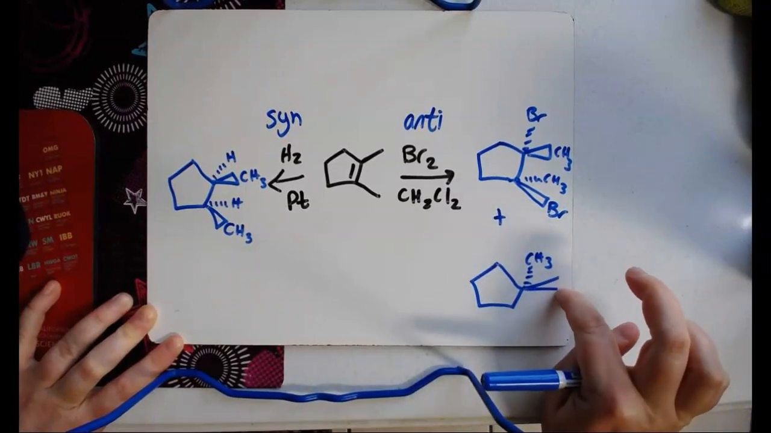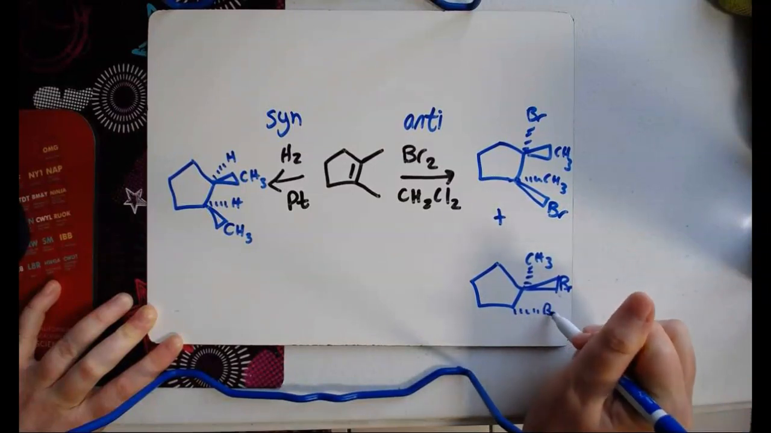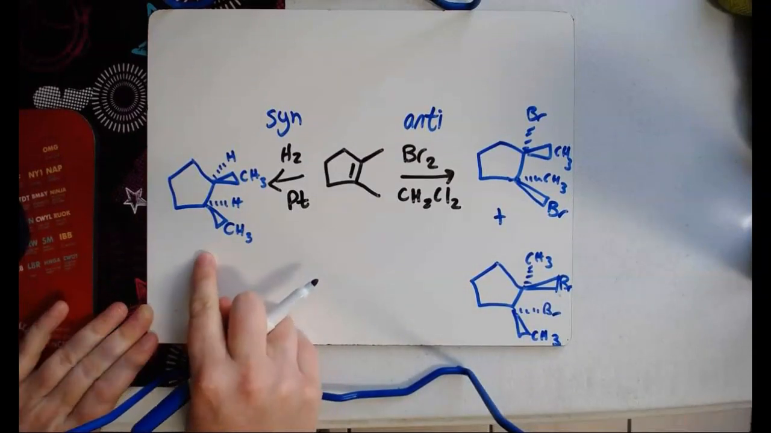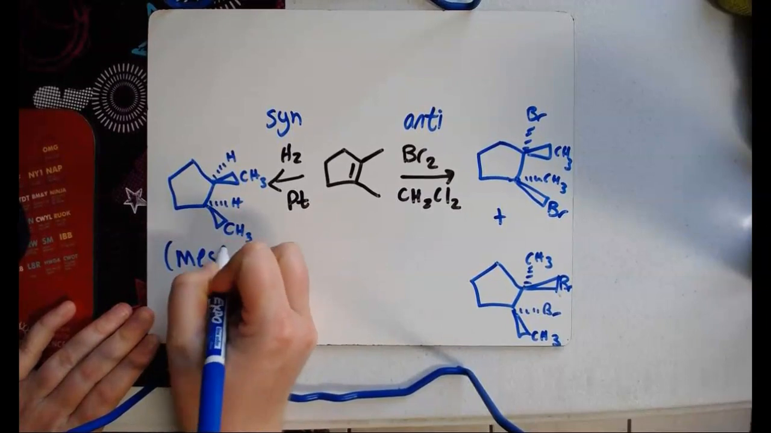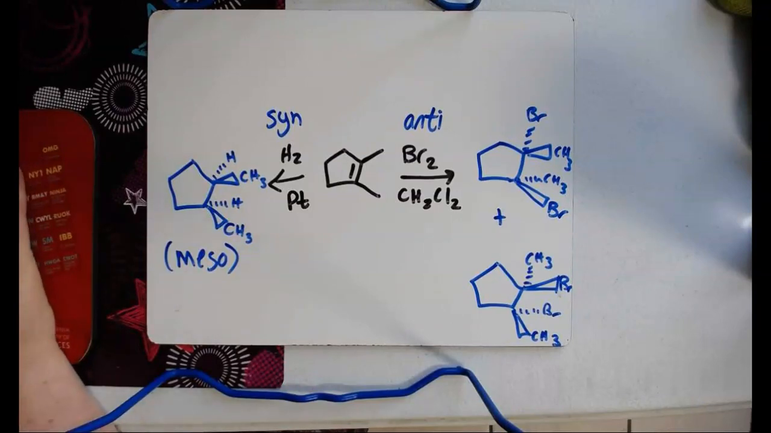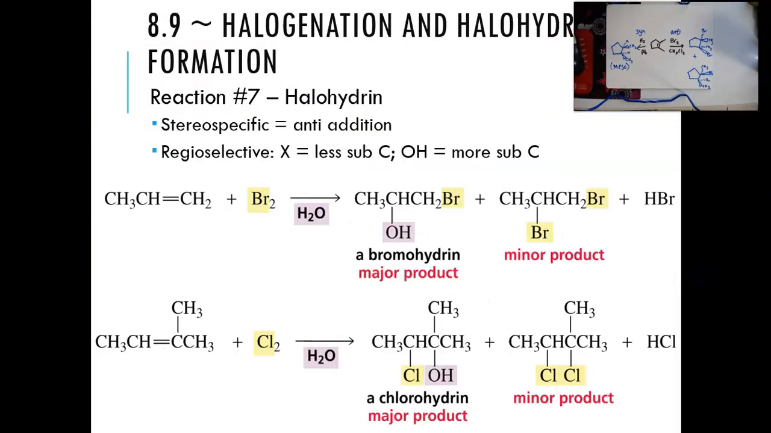Made my wedge too big. Over here, this one is also meso, just like the example on the slide. Even though we would normally also form the enantiomer, for this one, the enantiomer is exactly the same thing. So let's move on to reaction number 7.